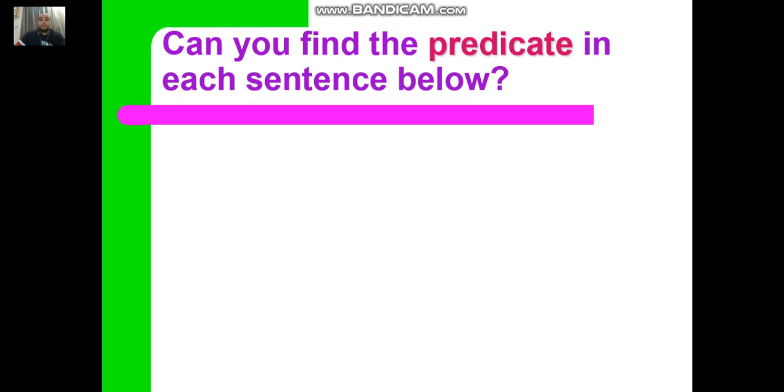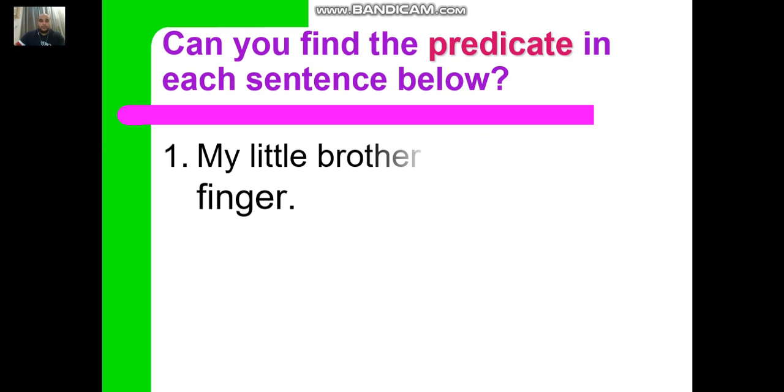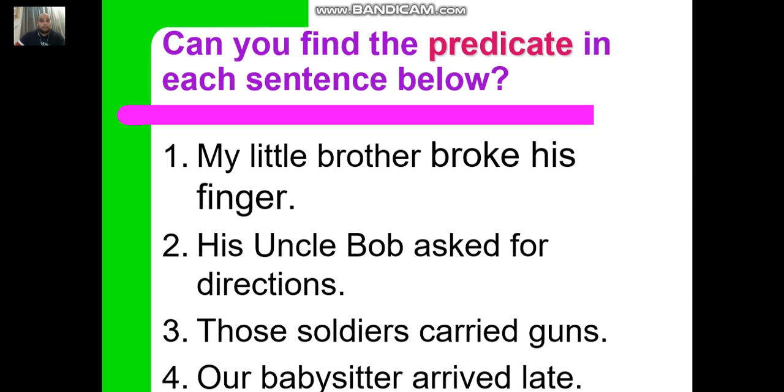Now, can you find the predicate in each sentence below? As usual, I'm going to do number 1. So I'm going to find the verb as usual, broke. Then I'm going to ask the question who. It's going to give me my little brother. It's going to be the subject. Of course, the complete subject here, C subject, complete subject.